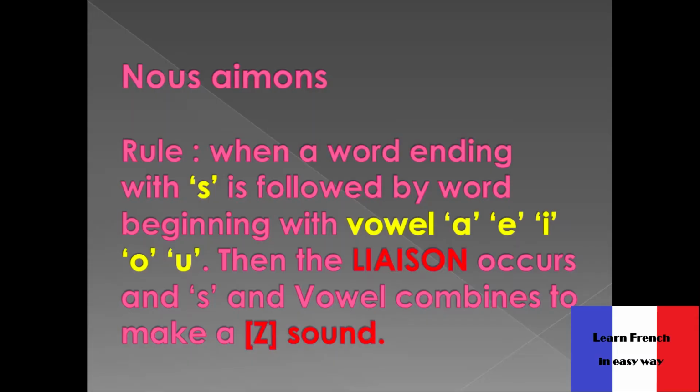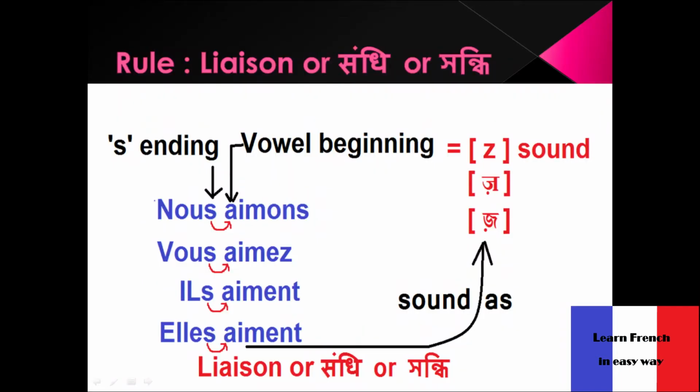Now, as we heard, pronouncing nuzemo, a z sound is coming. So here's a rule for why this z sound is coming. When a word ending with s is followed by a word beginning with a vowel, a, e, i, o, u, or pronouncing them in French as a, u, e, o, and u, then the liaison occurs and s and vowel combine to make a z sound. So let's see how it happens. In this, nuzemo, vuzeme, ilzem, elzem, all are having liaison. Let's see this in detail.